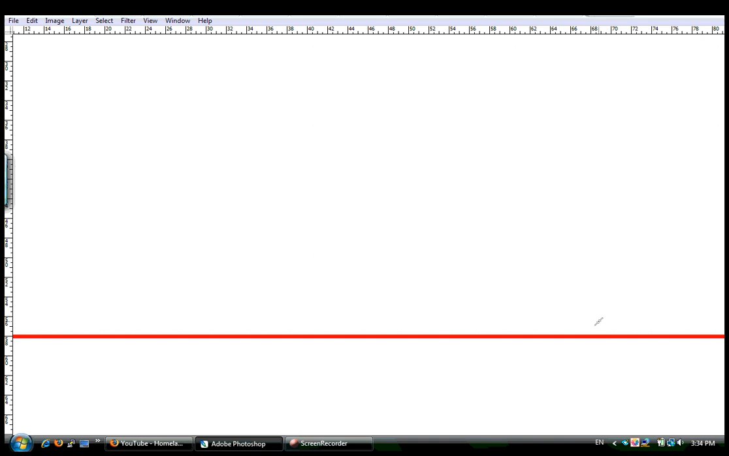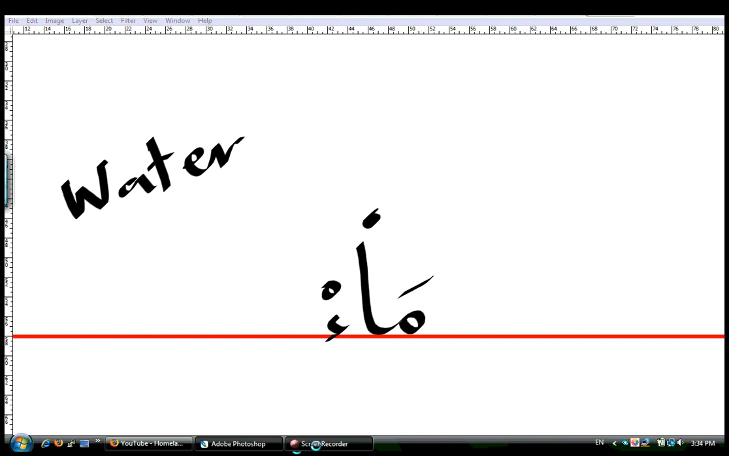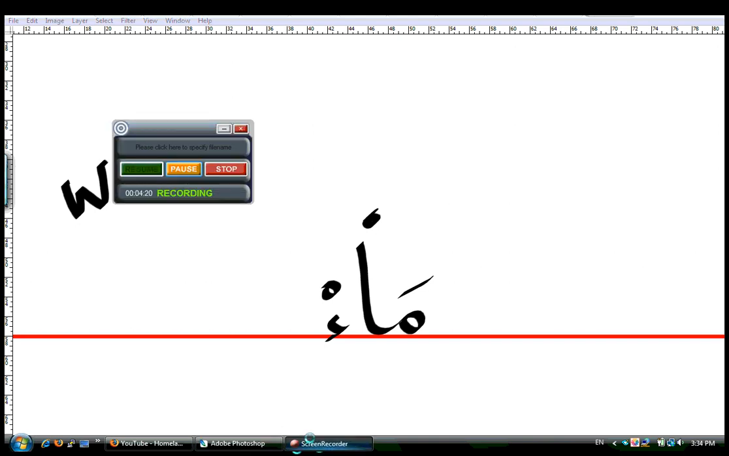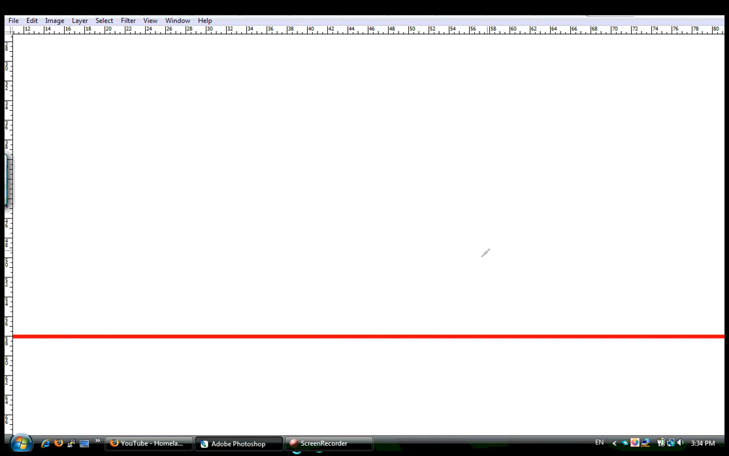Another example is when the hamza is alone, sitting on the line, and one example for that is ma. This is a very important word. It's water. Ma. Okay. So now we've seen all the forms that the hamza can come.